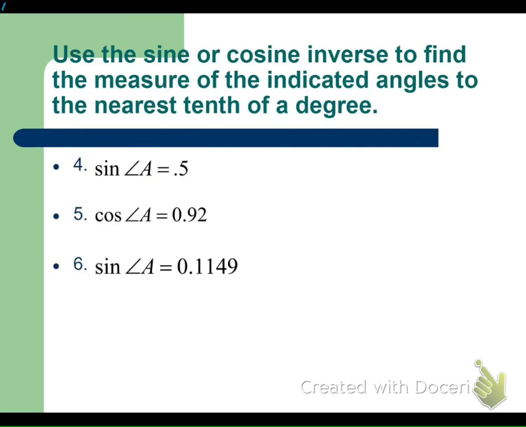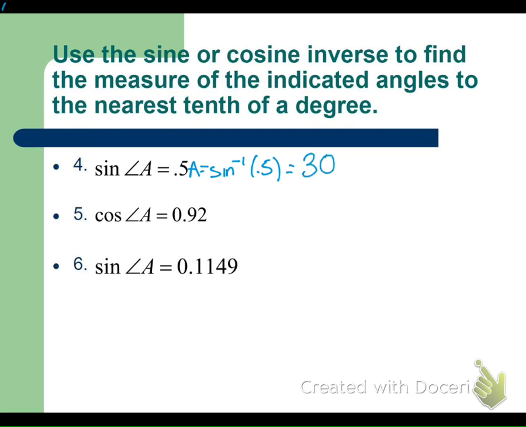Okay, so it says use sine or cosine inverse to find these angle measures. So anytime we're finding an angle measure, all you're going to do is apply the inverse, so whatever trig function's there to find the angle. So the first one, sine of A equals 0.5, which means that we just have to do A equals sine inverse of 0.5. So apply that sine inverse to the other half, to the fraction or decimal, and what do we get?